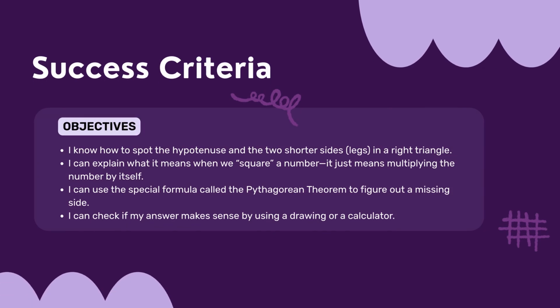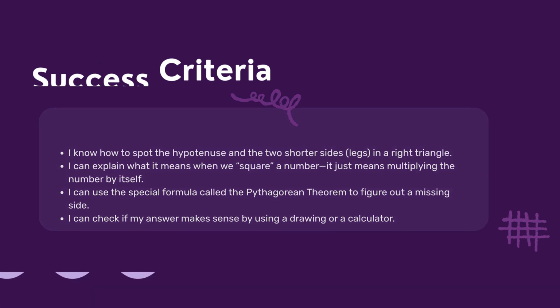Let's make sure you know what success looks like today. By the end of this video, you should be able to say, I can identify the hypotenuse and legs. I understand what it means to square a number. I can use Pythagorean theorem to solve for a missing side, and I can check my answer using a diagram or a calculator. Pause the video and ask yourself, which of these do I feel confident about already? Which ones would I want more help with?